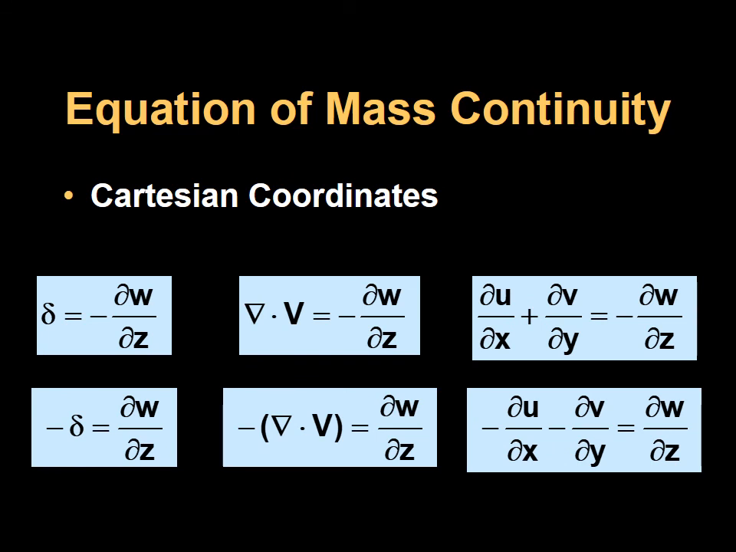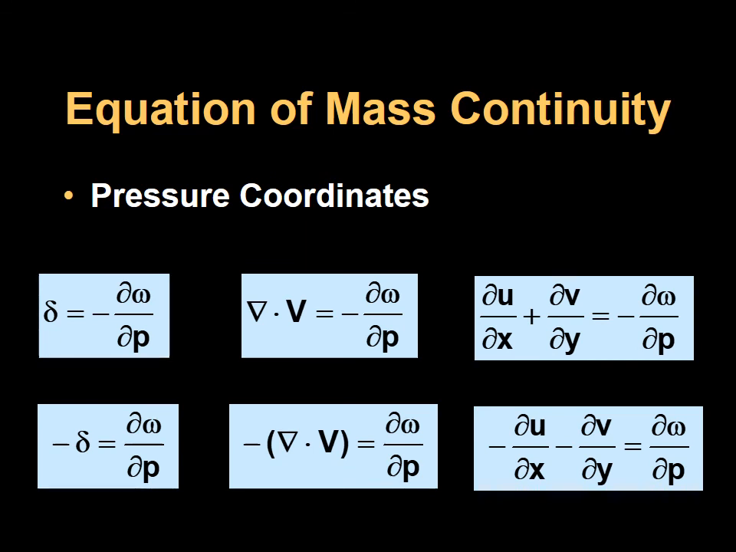So what this shows here is all the different ways we can write the mass continuity equation using different forms of shorthand notation for divergence. Either we use the Greek letter delta, or we can use the vector notation del dot v, or we can actually write it out in terms of wind components u and v, and also the directions x and y. On the bottom three equations, we just move the minus sign over to the other side. Sometimes that's useful when we're trying to diagnose or figure out what's going on with this equation.